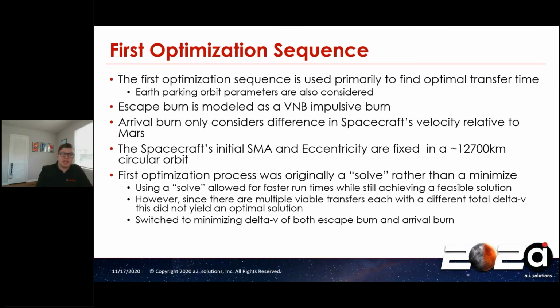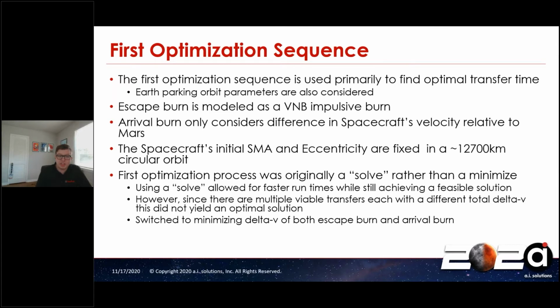So let's start getting into the meat of this here with the first optimization sequence. It's used mostly to find an optimal transfer time, so what exact departure and arrival dates we're going to use. But I did throw in the Earth parking orbit parameters to be considered here as well. We're modeling the escape burn as a VNB impulsive burn, but the arrival burn is actually just going to consider a difference between the spacecraft's velocity and Mars velocity. So no patched conics around Mars, no parking orbit yet.